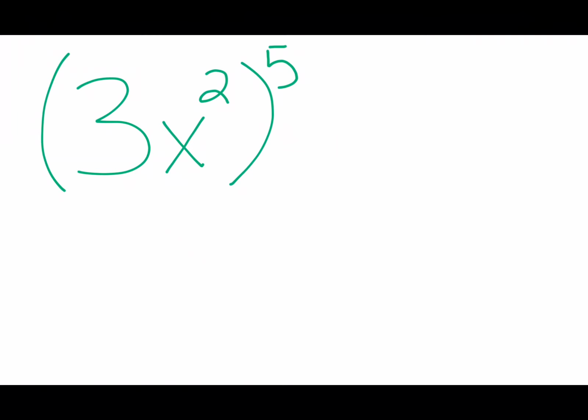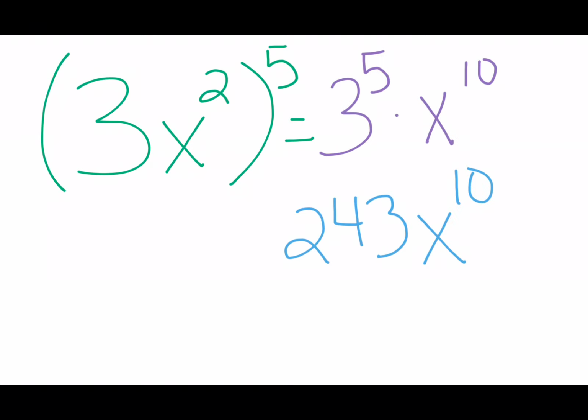Alright, see what you get here. You should have gotten 243 times x to the 10th. 3 to the 5th power gives you 243. x squared raised to the 5th power gives you x to the 10th.